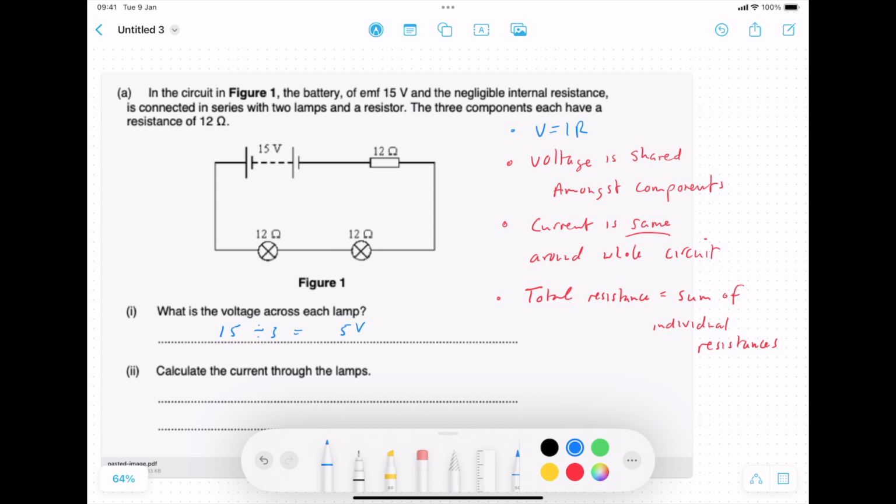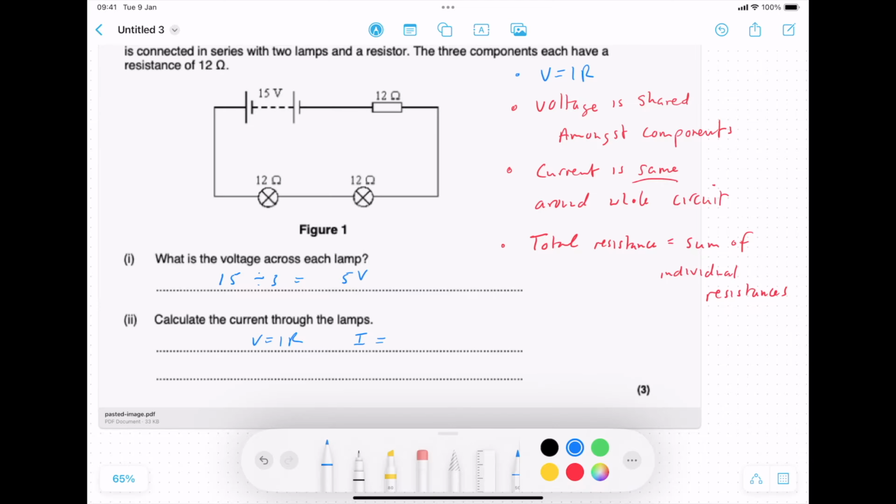Secondly, calculate the current through the lamps. Let's write down the formula. V equals IR. And then we need to rearrange this in terms of I. So I is equal to V divided by R. We know that the voltage across each individual lamp is 5 because we've just worked it out in the previous bit.